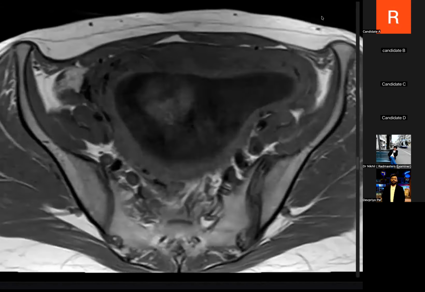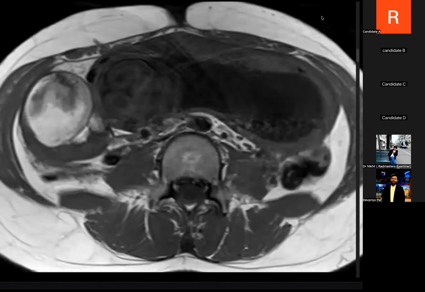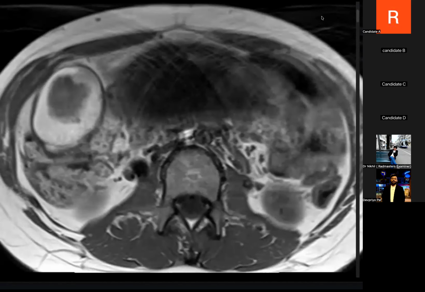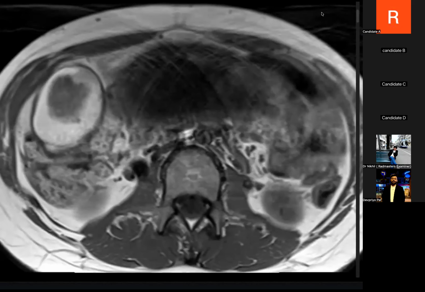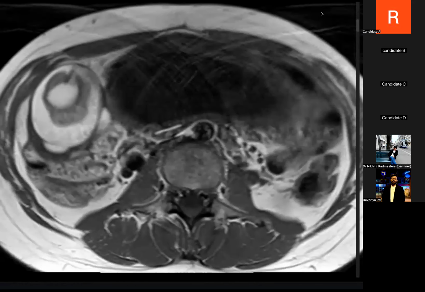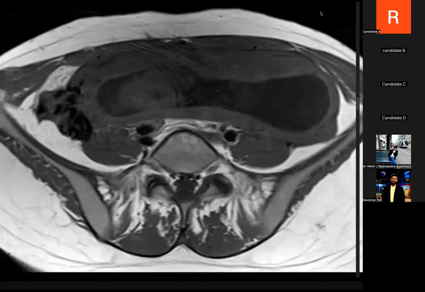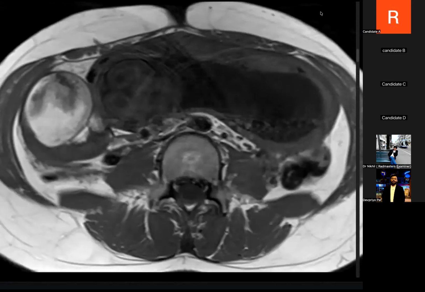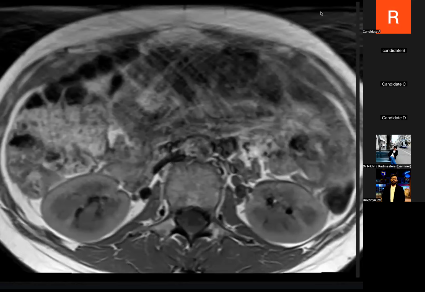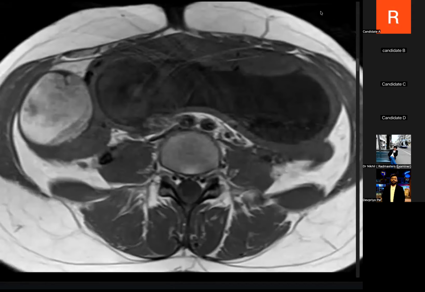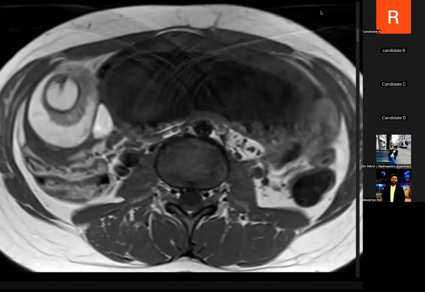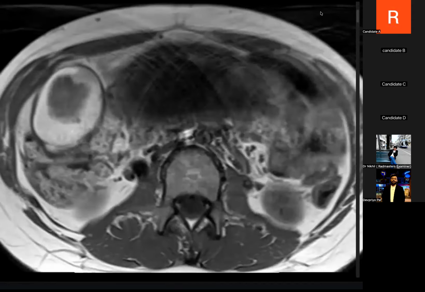I'm going to the right adnexa. I can see some cystic, high T1 signal area with internal low signal intensity, which in T1 could be a blood product. So I would like to see this in T2 images for further characterization if available. What is your thought process at this point? I think this is an intrauterine pregnancy, and a corpus luteum is possible.